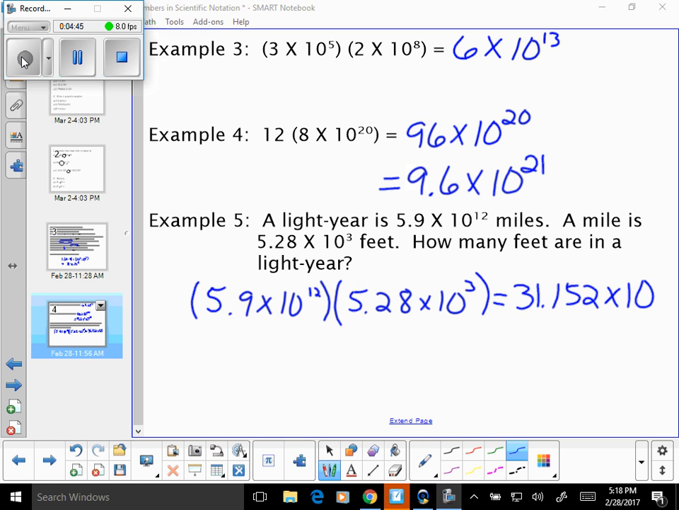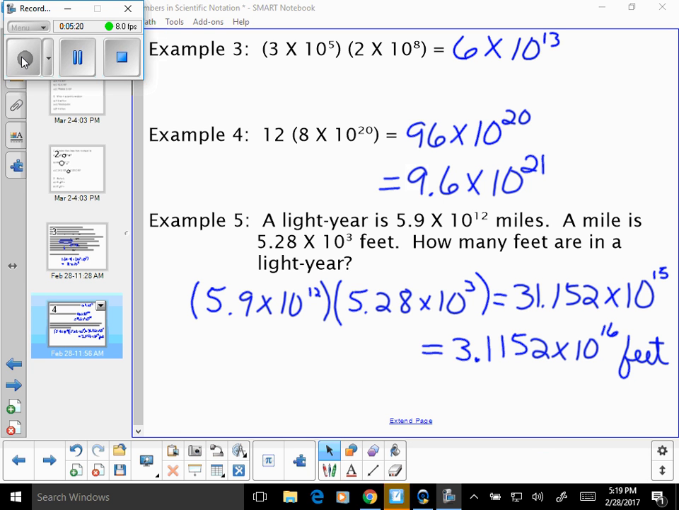10 to the 12th times 10 to the 3rd is going to be 10 to the 15th. Now take a good look at that answer. Is that in scientific notation? No, it is not. I will need to move that decimal point in between the 3 and the 1. So 3.1152 times 10. Now, I have moved it one more place. So I will need 10 to the 16th, and I'll need a label since this is a story problem: feet.